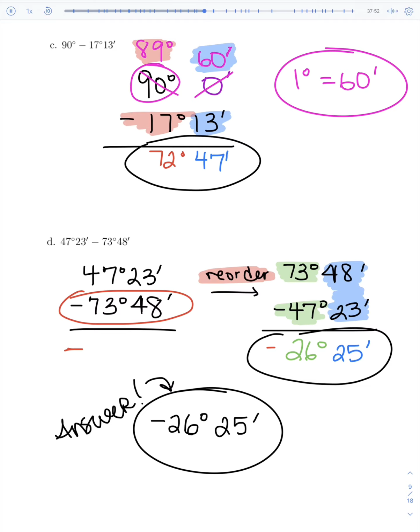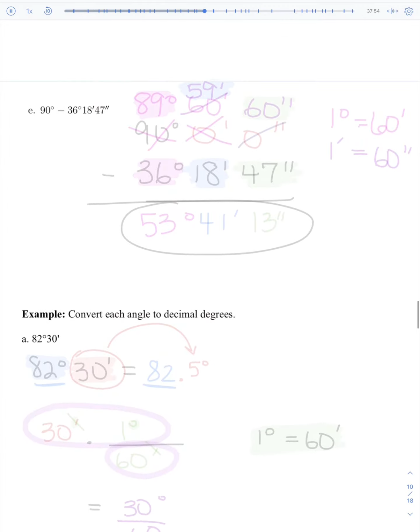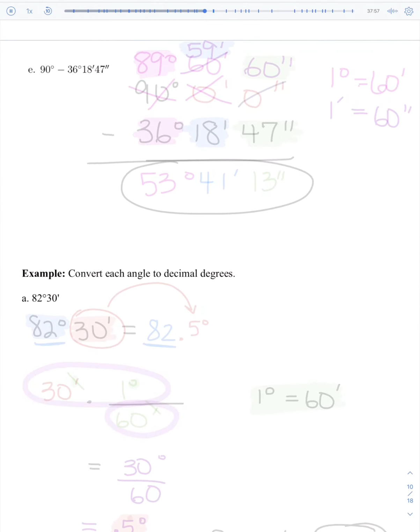Let's try another one. On this last one, we're going to again take 90 degrees minus an angle, but it's going to have degrees, minutes, and seconds. And again, we've done something like this before when we were talking about complementary angles, so let's do it again. 90 degrees, and we're going to subtract 36 degrees, 18 minutes, and 47 seconds. And again, just as a reminder, this means that there's a hidden 0 minutes and a hidden 0 seconds.